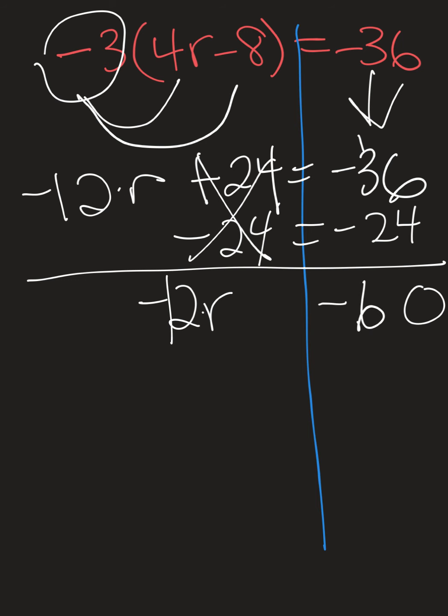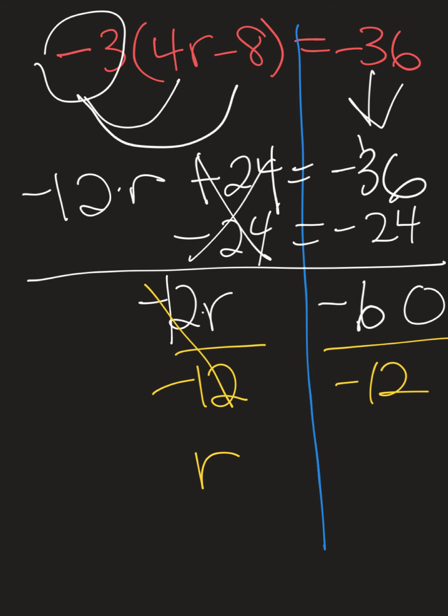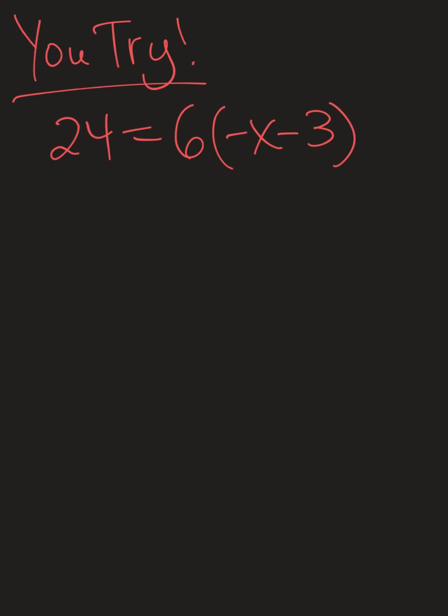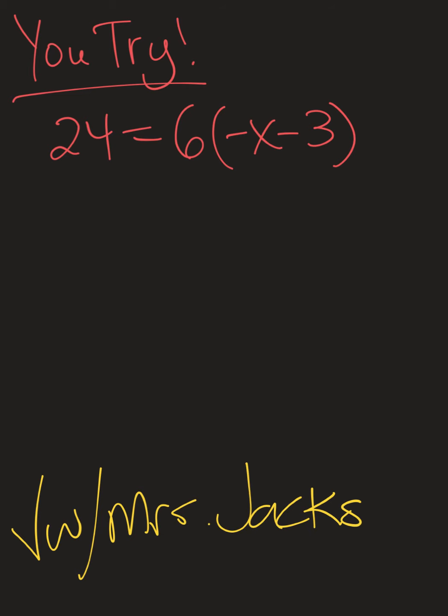My final step will be, if you guessed division, you were correct, dividing by -12. And my final answer would be r is equal to positive 5. Go ahead and give this one a shot. Pause your video and make sure you check with Mrs. Jackson when you are done.